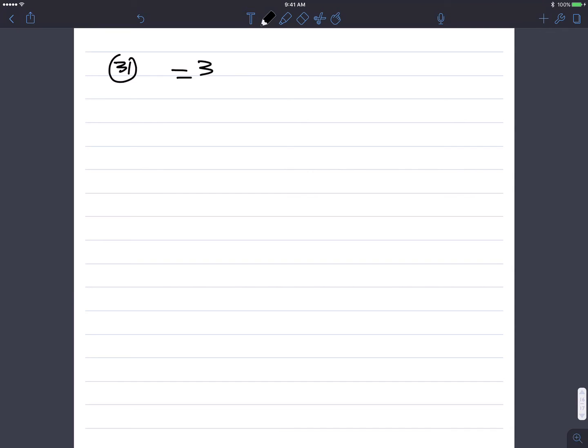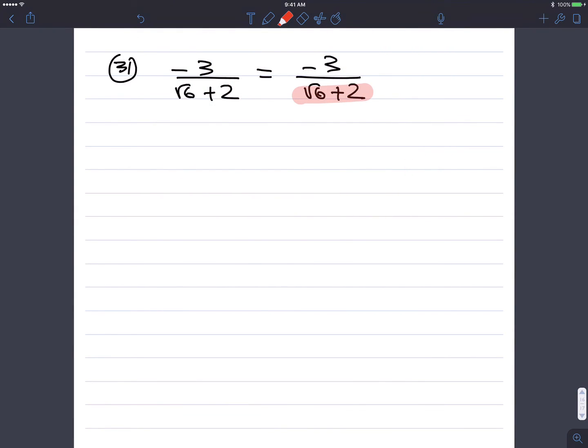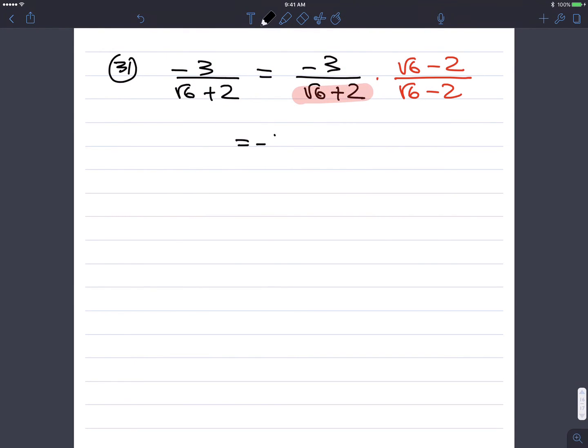(31) negative 3 over the square root of 6 plus my 2. Negative 3 over the square root of 6 plus 2. I need to multiply top and bottom by the conjugate of the square root of 6 plus 2, which is the square root of 6 minus 2. Okay. Negative 3 times the square root of 6 minus 2 over the square root of 6 plus 2 times the square root of 6 minus 2.